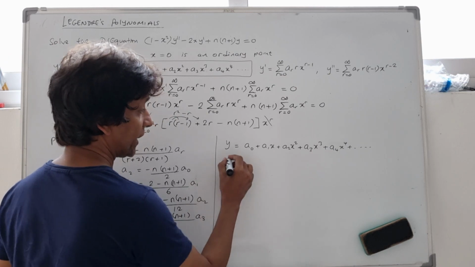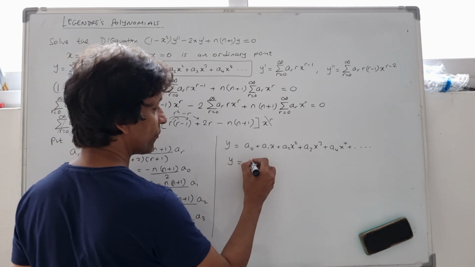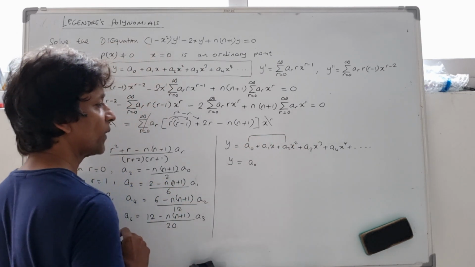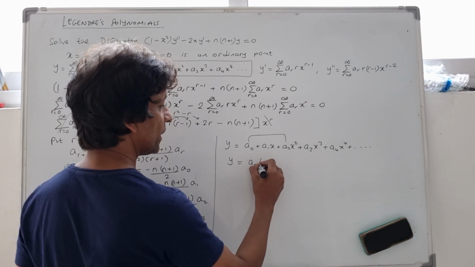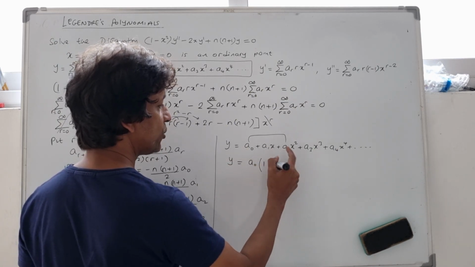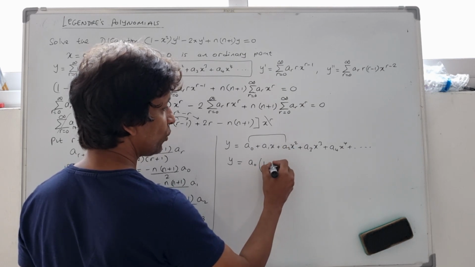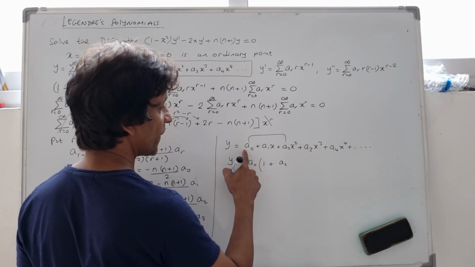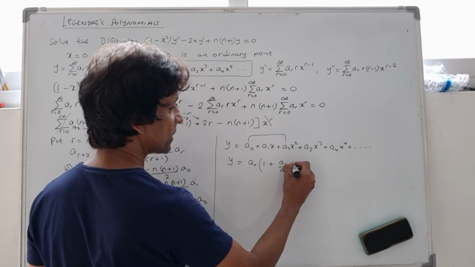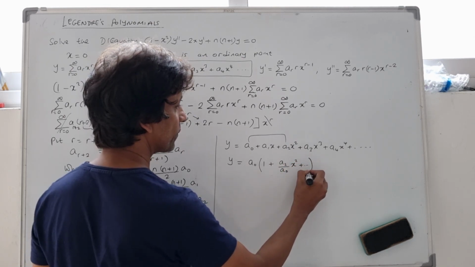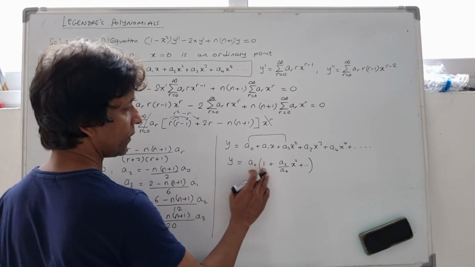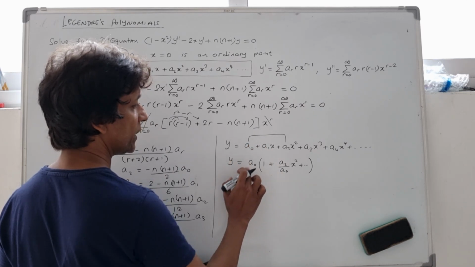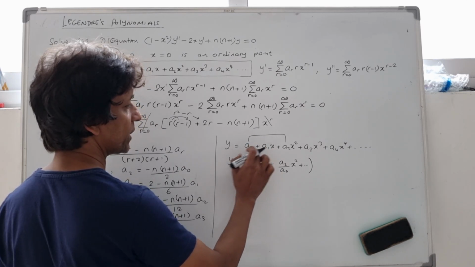So basically now I can factorize a0. If I put a0 outside, I'm going to be left with 1 over here, plus a2 over a0 times x squared plus and so on. Now, if you look at this carefully, the a0 cancels out, and x squared is left with a2. And a1x is over here, so this is a1 times 1 over a0.